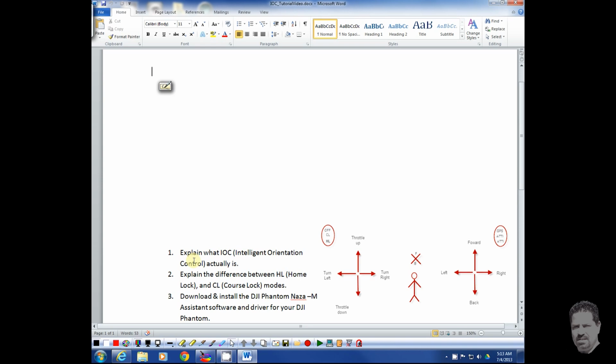So if you look at this, well, I'll tell you what. First of all, IOC stands for Intelligent Orientation Control. There's basically 2 modes. We have home lock mode, HL is home lock mode, and CL is course lock mode. Those are the 2 modes of IOC operation.